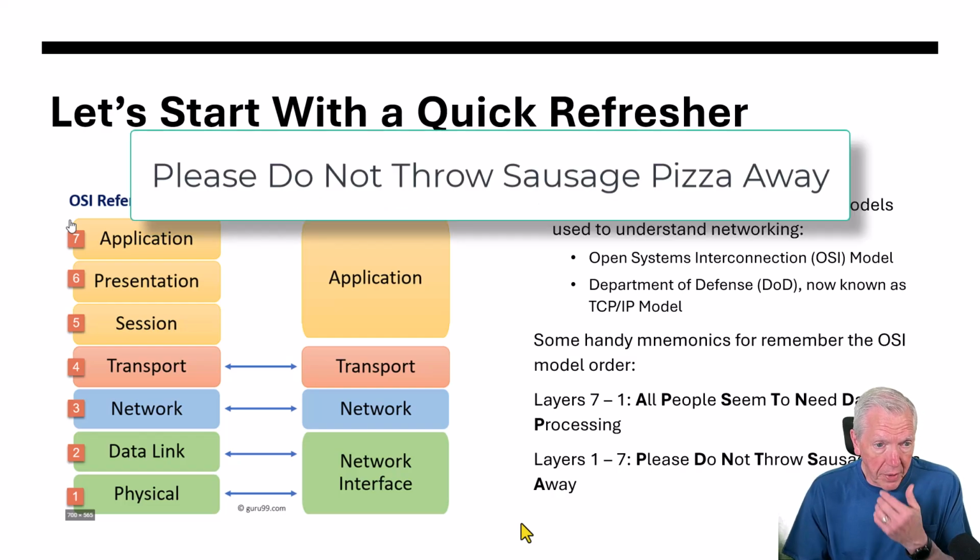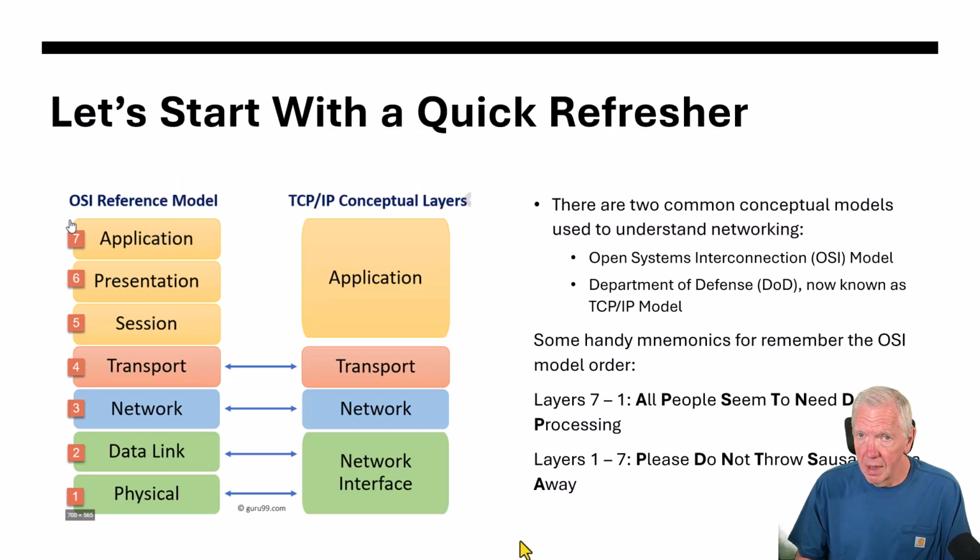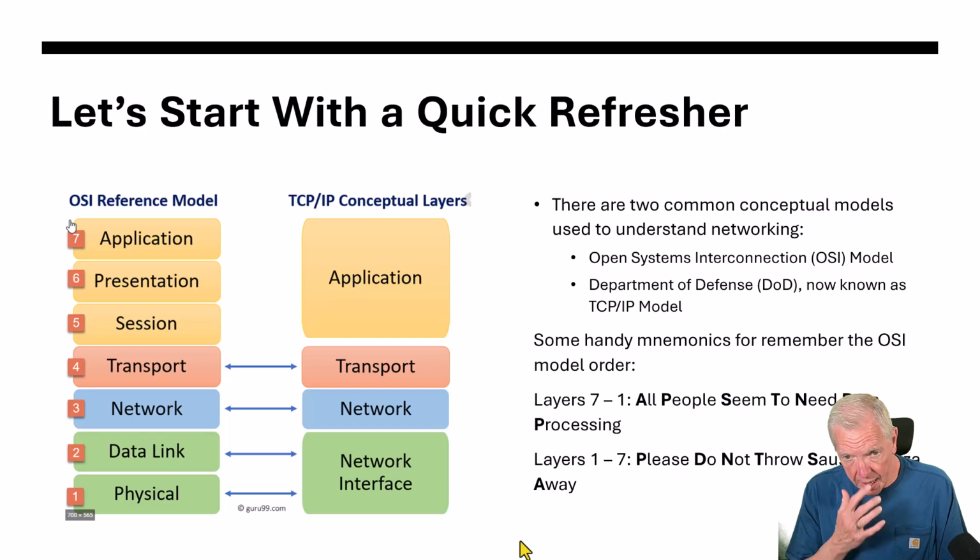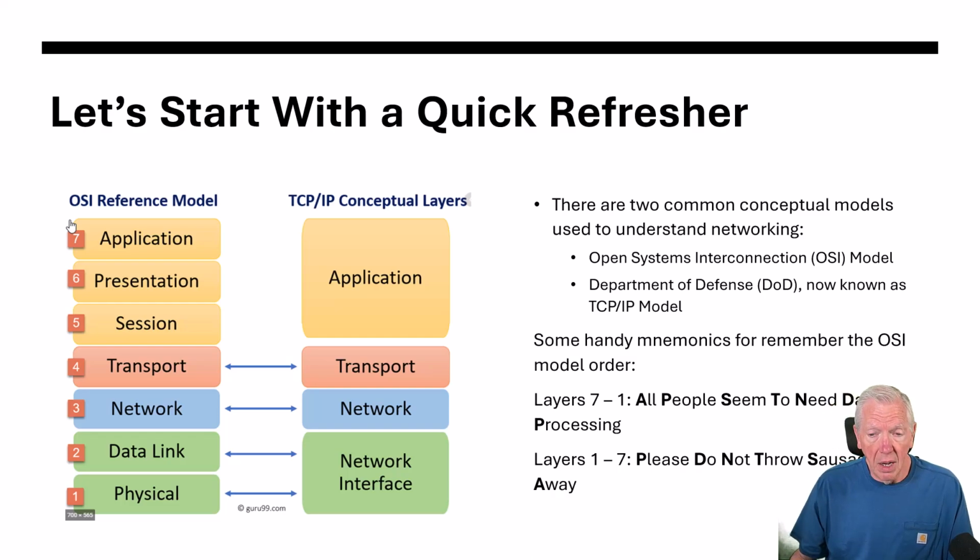Going up from layers 1 through 7, you'll remember, Please Do Not Throw Sausage Pizza Away. Very common. They've been around for decades, and this is a really good mnemonic for you to figure out how these things work and the order in which they work.